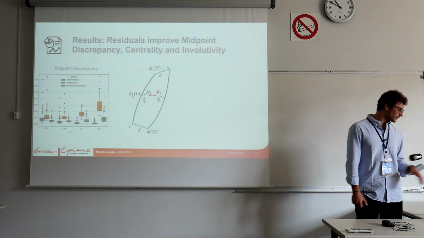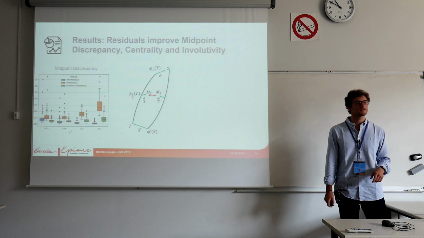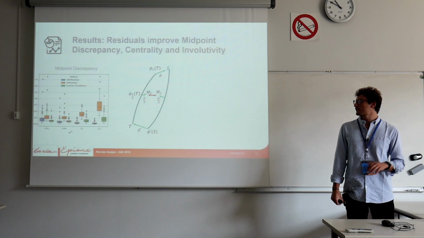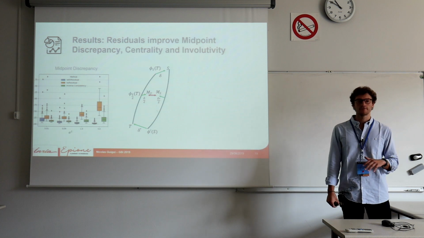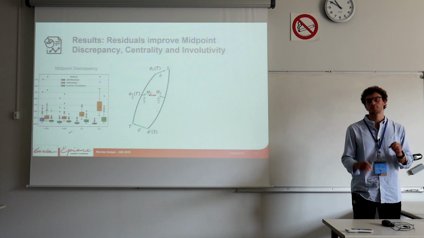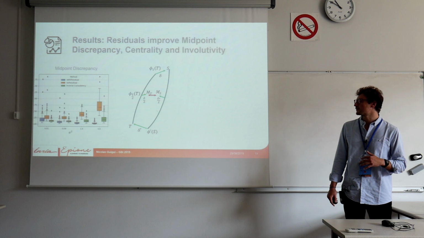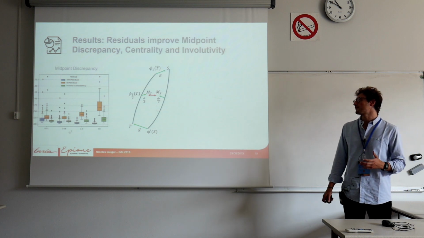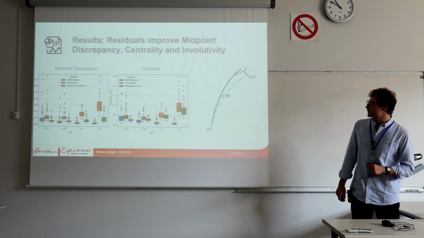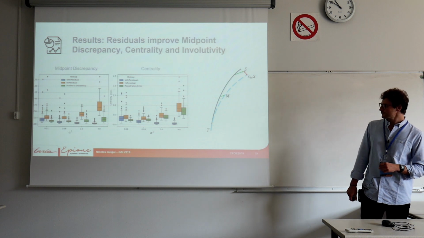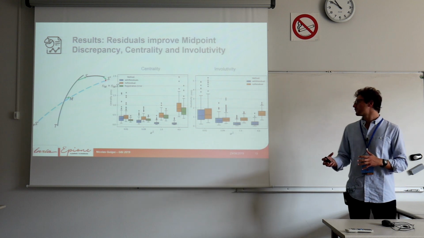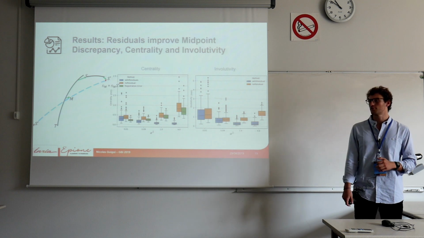So as you can see, and this is alpha, the regularization parameter, that is varying here on the x-axis. By using the residuals, we perform much better than without using them. And we, in fact, compare well and outperform the inverse consistency of the registration. So we really have a midpoint that is defined in a precise manner, as precise as the registration itself, which is quite good. And we observe the same behavior for the centrality and for the involutivity. So using the residuals, we have a symmetry that performs quite well on the shape.